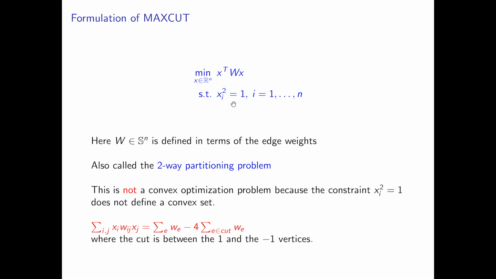Now, the real difficulty of the max cut problem is that the constraints say the xi have to be plus or minus 1. It's a combinatorial optimization problem. You can write it as xi squared equal to 1 for each i, but that's not a convex set. It just defines a 2-point set. So that's the real difficulty.